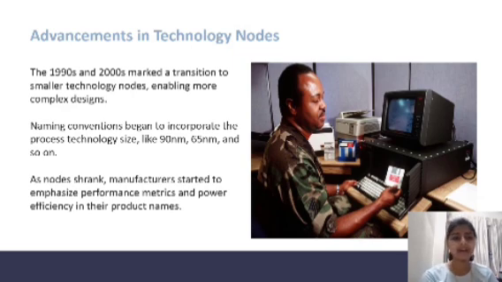Let's come to the advancements in technology nodes. The 1990s and 2000s marked a transition to smaller technology nodes, enabling more complex designs. Naming conventions began to incorporate the process technology size, like 90 nanometer, 65 nanometer, and so on. As nodes shrank, manufacturers started to emphasize performance metrics and power efficiency in their product names.